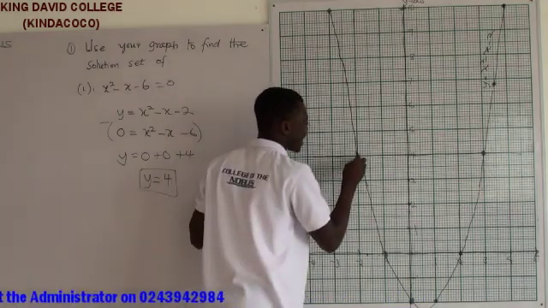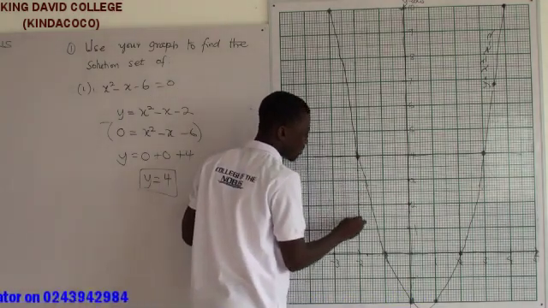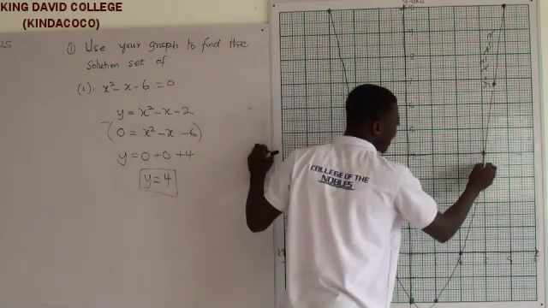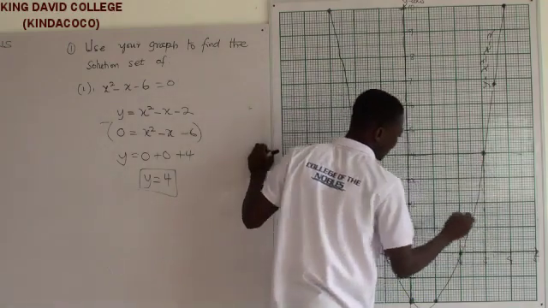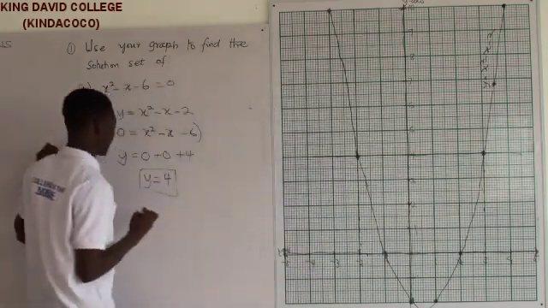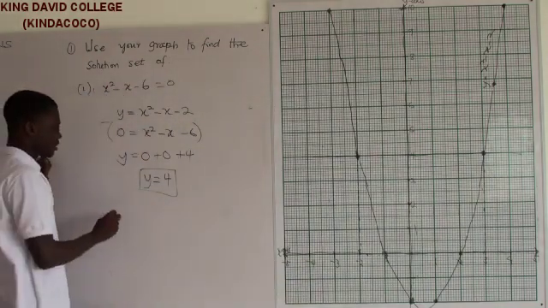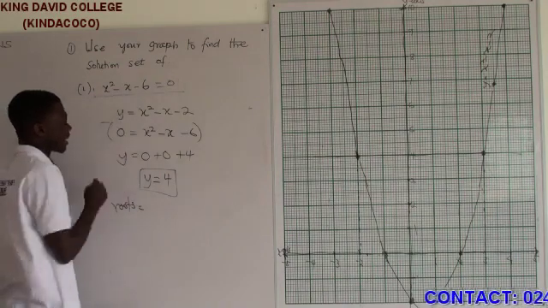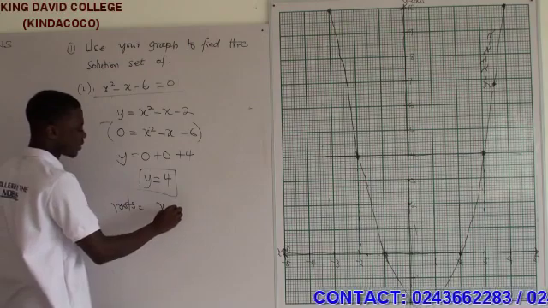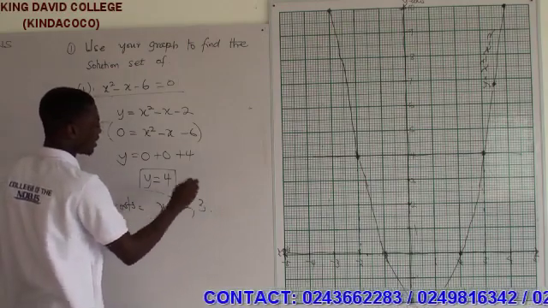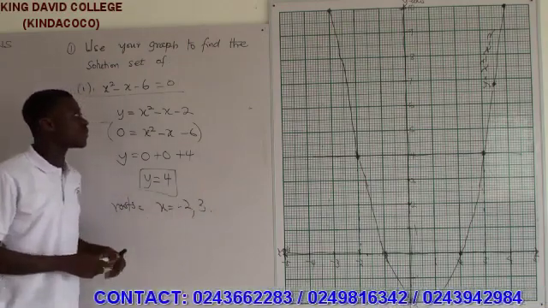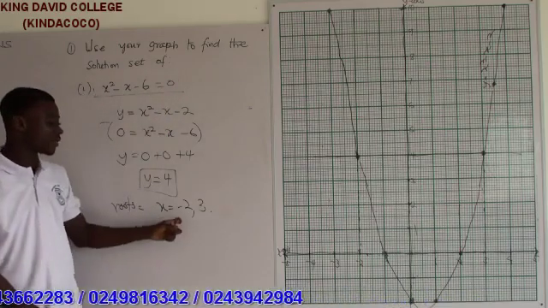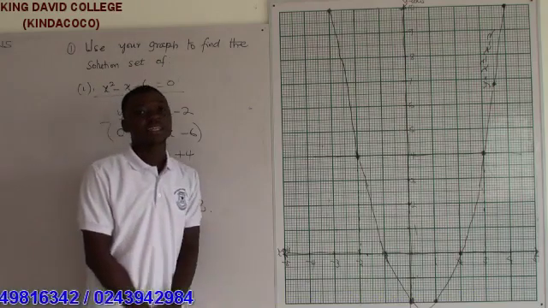So where this cuts, just read the x values. So we have -2, and then where this one cuts here, just read the x value. We have 3. So at the end of the day, the roots of that equation that we were asked is going to be x is equal to -2 or 3. And this is true. If you like, punch this one on your calculator and find the roots and see whether it's not -2 and then 3.